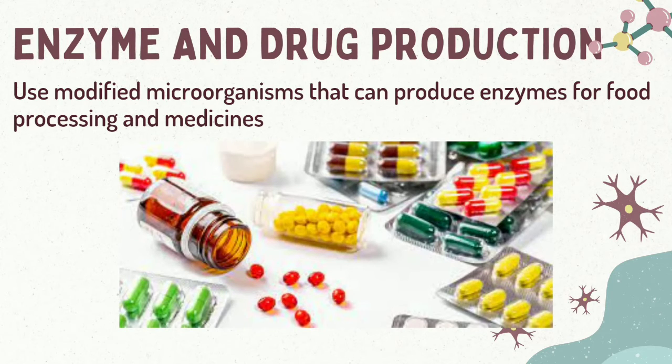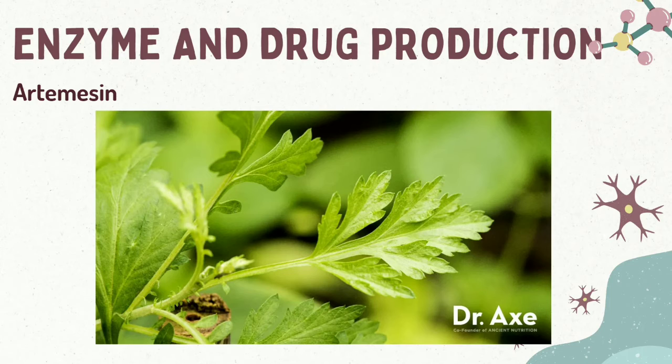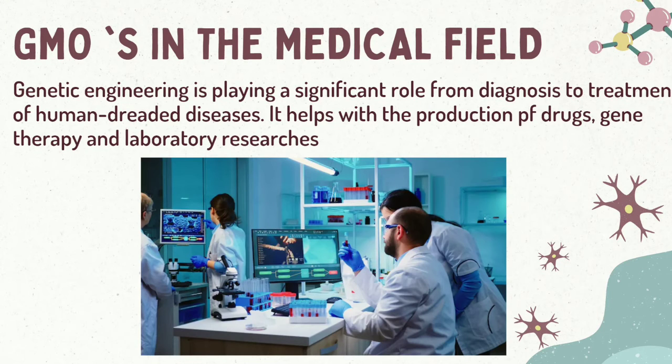Fifth, enzyme and drug production. Use of modified microorganisms that can produce enzymes for food processing and medicines. An example is artemisinin. Artemisinic acid is a compound used for anti-malarial drugs, extracted from sweet wormwood plants. Through genetic engineering, it can be synthetically produced by yeast and bacteria with sweet wormwood plant genes. So the processes are modified in order to make it a medicine for anti-malaria. Alright, sixth is the GMOs in the medical field.